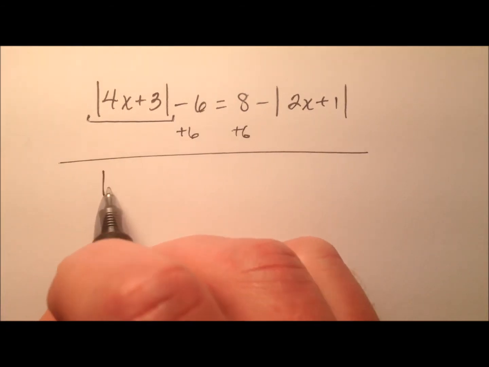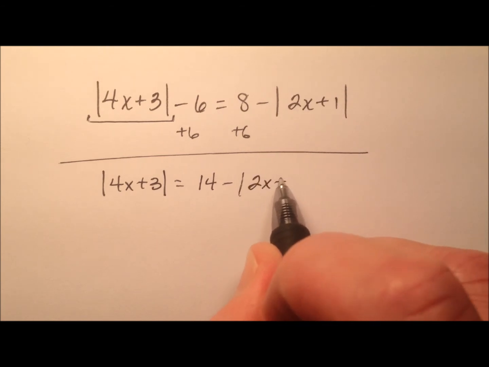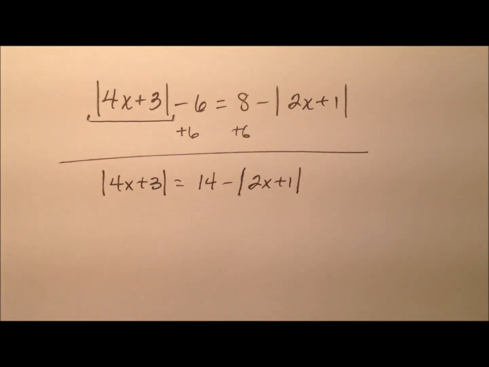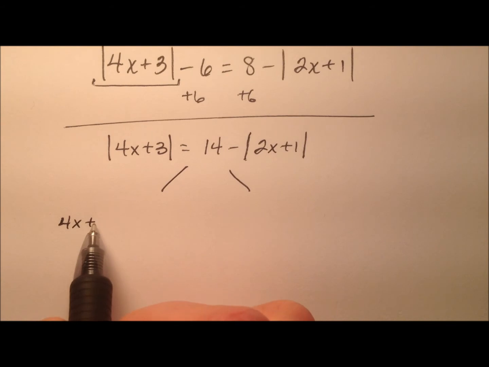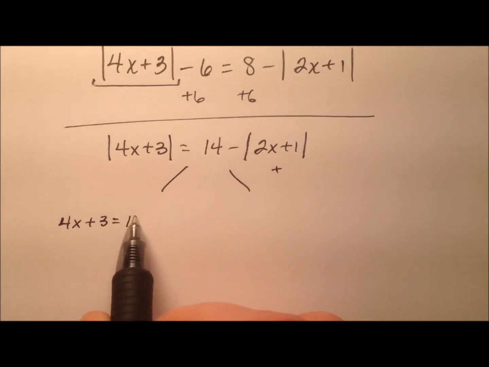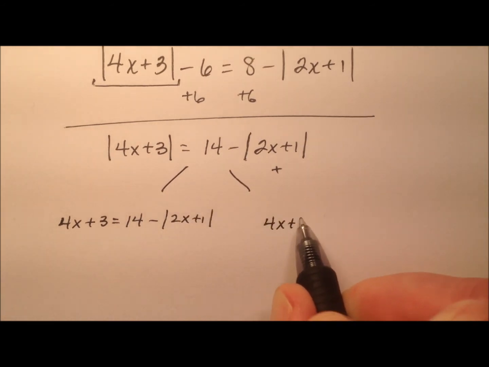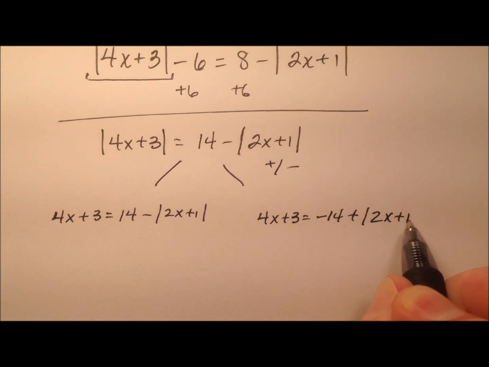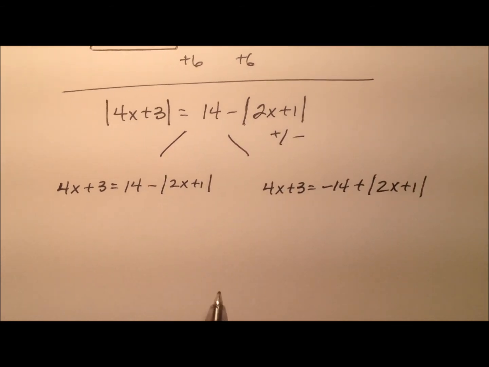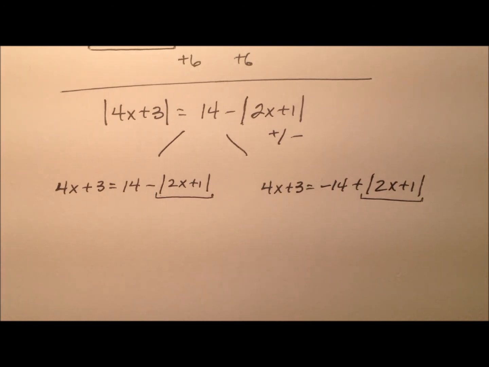And you'll end up with the absolute value of 4x plus 3 equals 14 minus the absolute value of 2x plus 1. Okay? So let's go ahead and break this down into the two equations that we need. So 4x plus 3 equals the positive side here, which is 14 minus the absolute value of 2x plus 1. And then I have 4x plus 3 equaling the negative side, which will be negative 14 plus the absolute value of 2x plus 1. All right, you'll notice both of these equations still have an absolute value expression. So let's isolate each one and break it up into two separate equations.